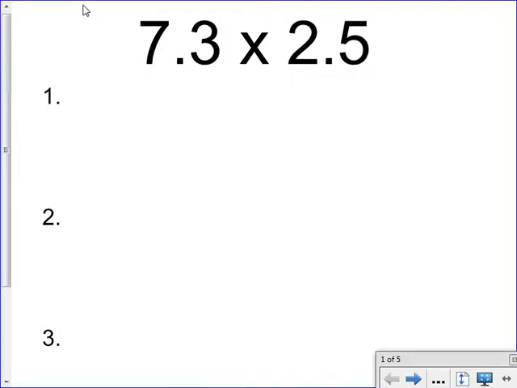Today we're going to review how to multiply two numbers that include a decimal place. You can also use this method to multiply a decimal by a whole number. So first we're going to look at the problem 7.3 times 2.5. First thing we need to do is ignore that decimal and multiply them just as if they were whole numbers. So now we will have 73 times 25.